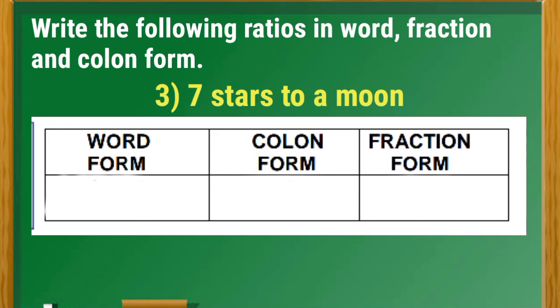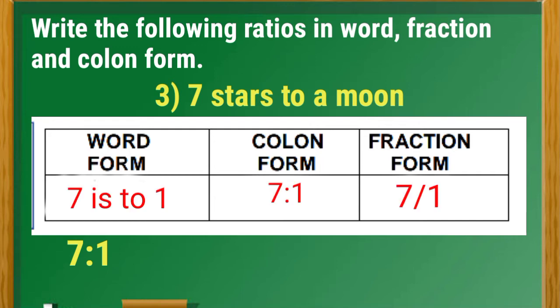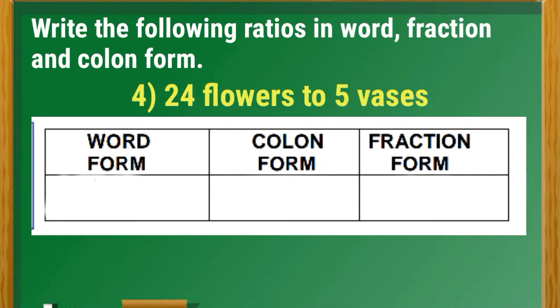Number 3, 7 stars to a moon. So what do you think is the ratio? A moon here represents 1 moon. So the ratio is 7 is to 1. Do we need to simplify 7 is to 1? The answer is no. So your final answer is 7 is to 1. Number 4, 24 flowers to 5 vases. So 24 flowers to 5 vases will be 24 is to 5.